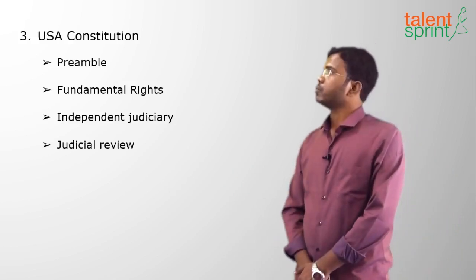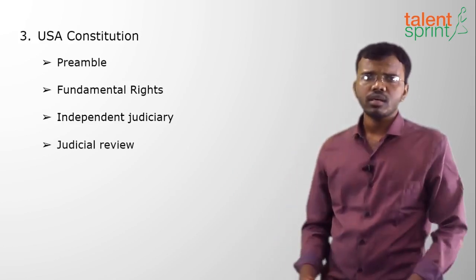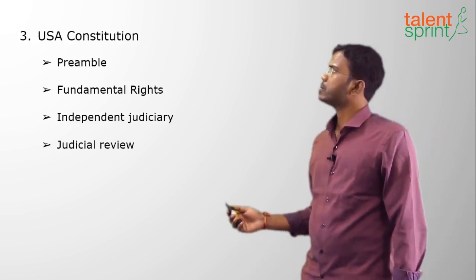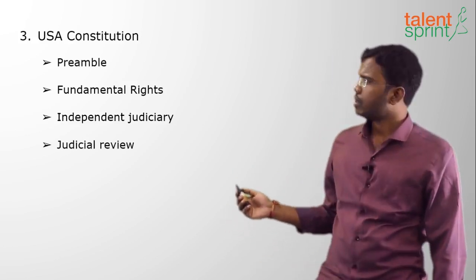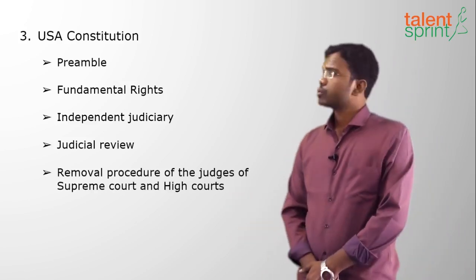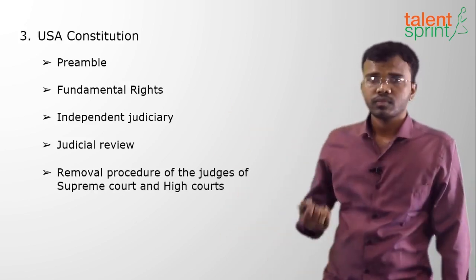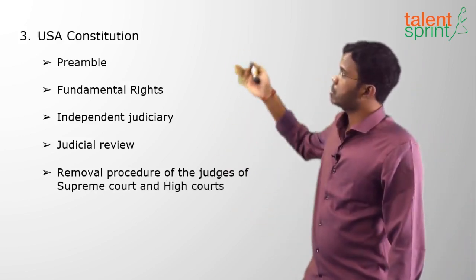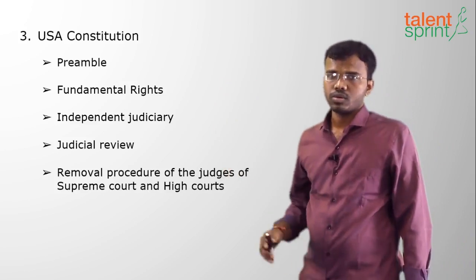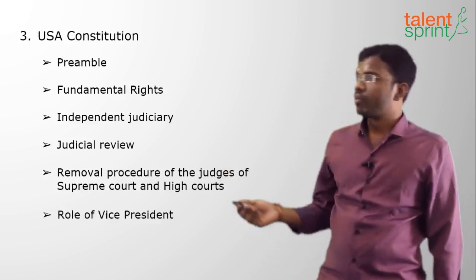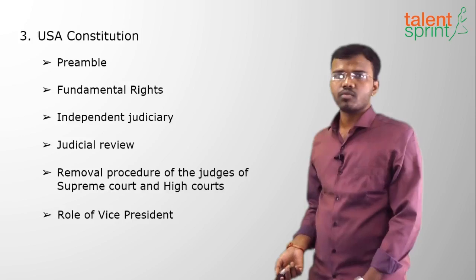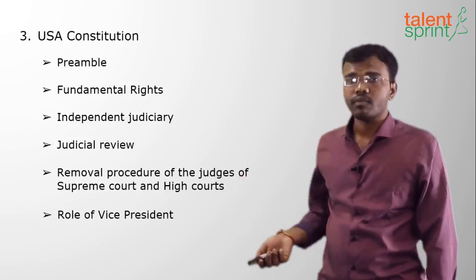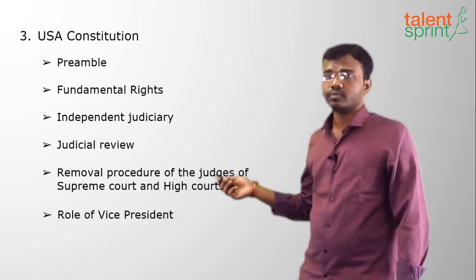Next, judicial review. That means I can review anything in this country by the judiciary. The judiciary must be always independent. Next is removal of Supreme Court and High Court judges. So this procedure we have taken from US Constitution. So these are the things which we have taken from US Constitution. Next is role of Vice President. So Vice President, what is the role of him? He acts as a chairman of Rajya Sabha. All these things we have taken from US Constitution.